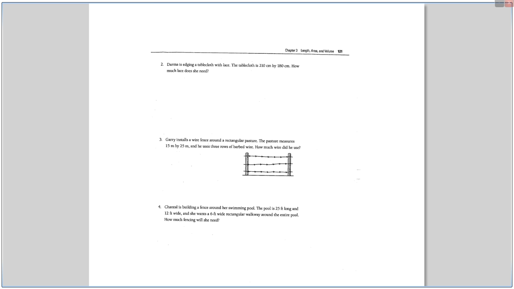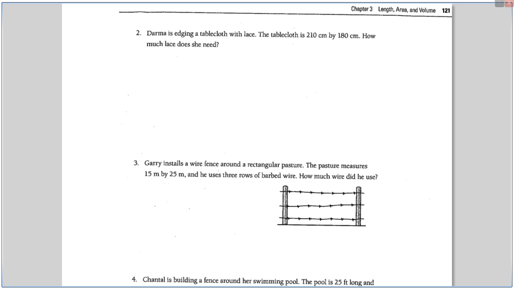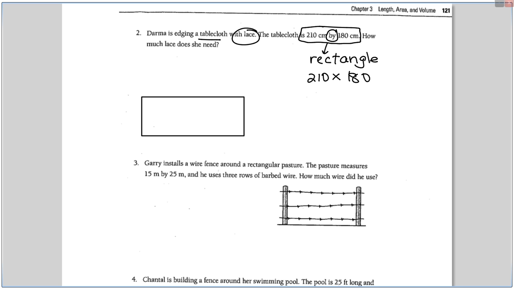Okay, so here's some application questions. Tablecloth, lace. So the tablecloth goes on a table. It's probably a circle. Oh no, it's a rectangle. Pardon me. So this tells you that it's a rectangle. Okay, so what you're going to look for is this word "by." It would look like this as well: 210 by 180. Okay? So if you were to draw that in, the longer side's 210, the shorter side 180.